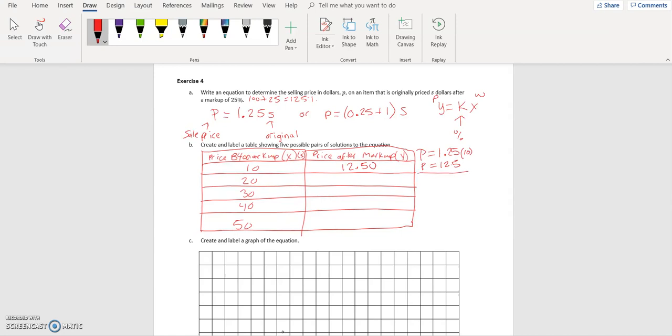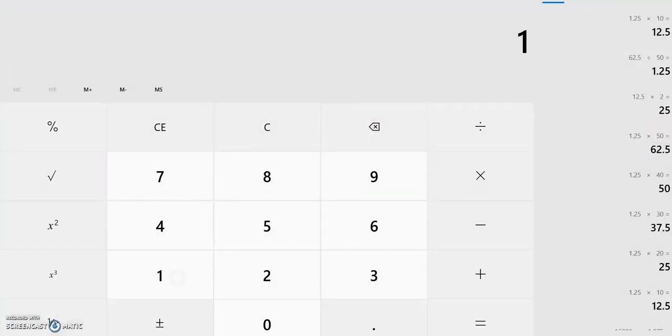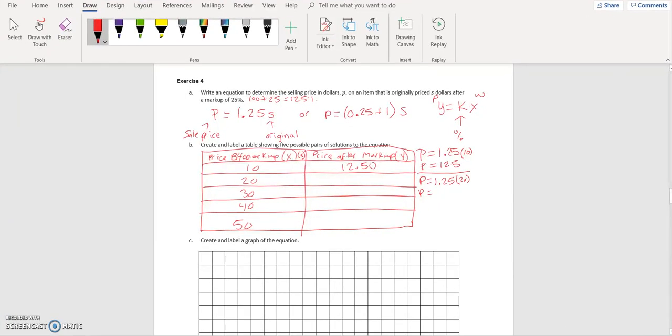Okay, and so we're just going to do that for every single one. So P is equal to 1.25, and we're going to plug in what we have in our S value, which is 20. So P is equal to 1.25 times 20, 25. So $25 after the markup.